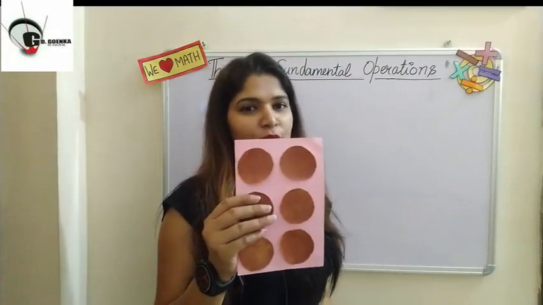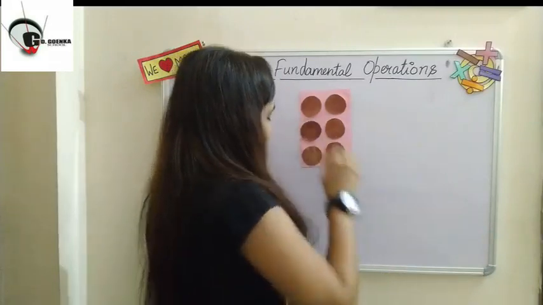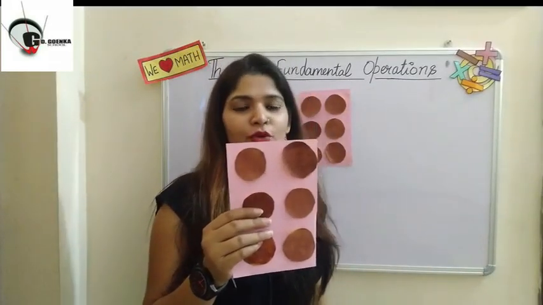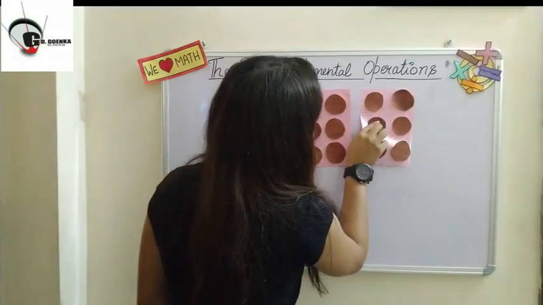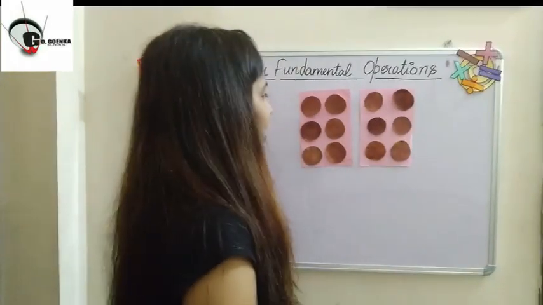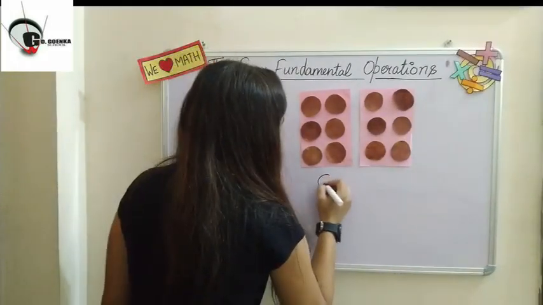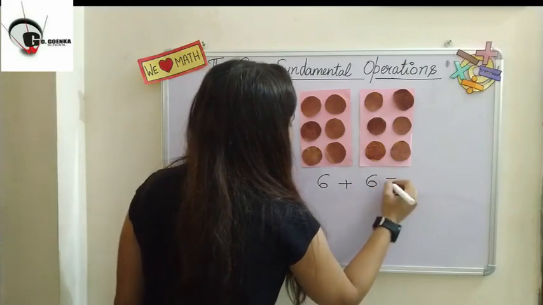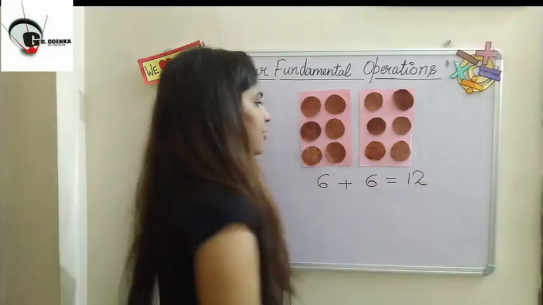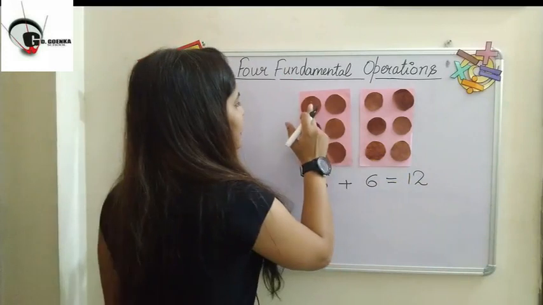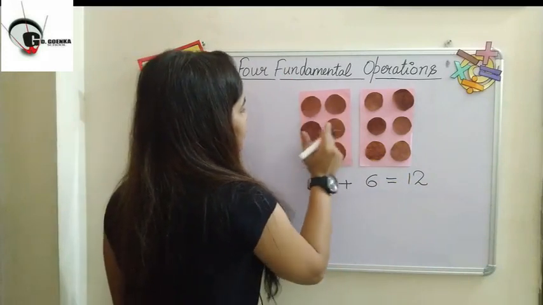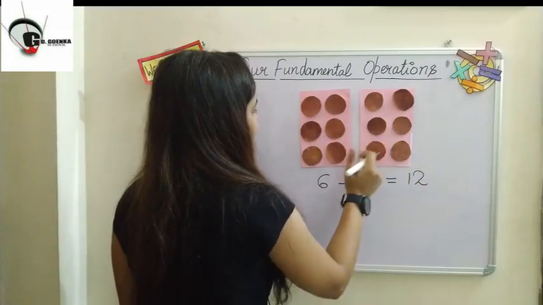Suppose we have 6 cookies in one tray, 6 more cookies in another tray. So how many cookies do I have together, children? Yes, it's 6 plus 6, that is 12. Because here we can quickly count 1, 2, 3, 4, 5, 6, 7, 8, 9, 10, 11, 12.